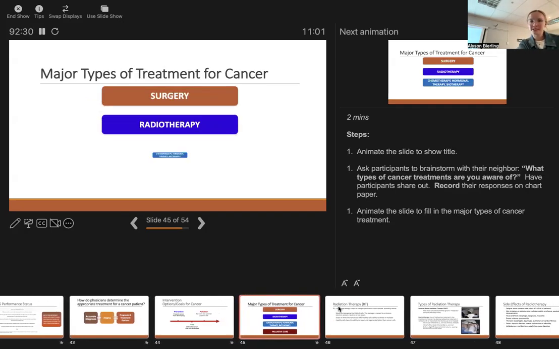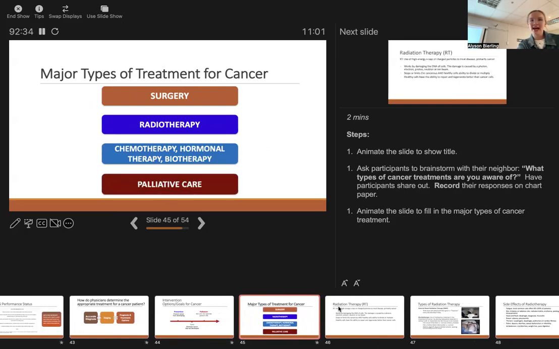All right, I won't spend too much time on this because we'll review this in the coming days. But these are generally the 4 treatment modalities for cancer. So surgery, radiation therapy, then we have our systemic therapies. So that includes chemotherapy, hormone therapy, biotherapy, and then palliative care as well.